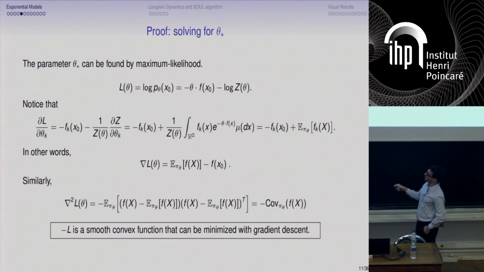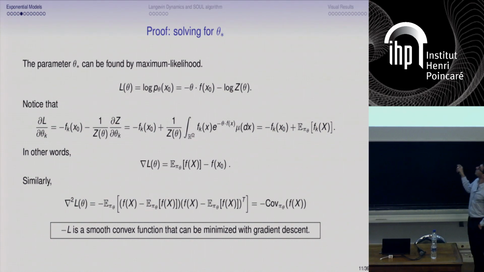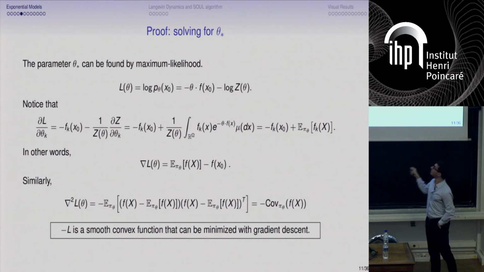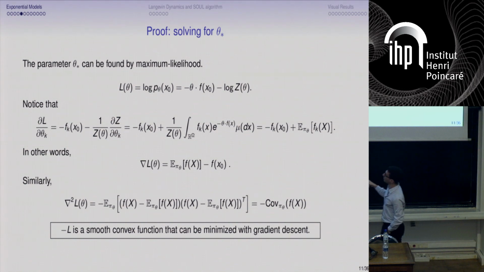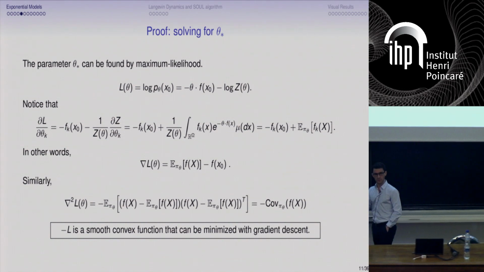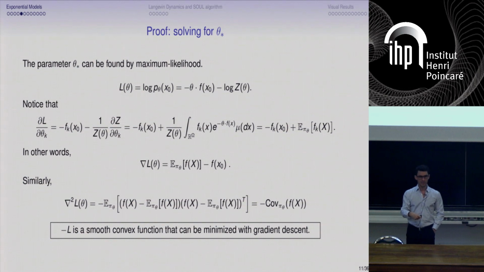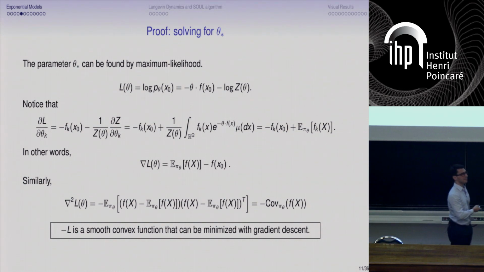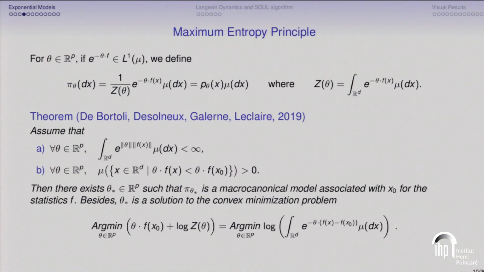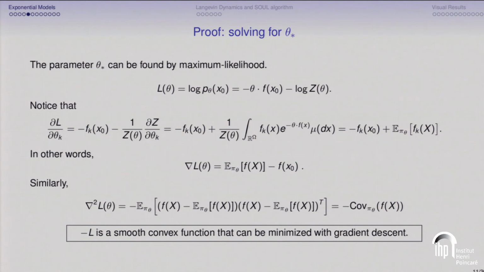As you can see, the Hessian matrix is linked to the covariance of the feature in the model pi theta. And this is a non-negative matrix. So that means that minus log likelihood is actually a smooth convex function, and you can search for a minimum. I'm not going into the last technical detail, but the second hypothesis that we've written here allows us to show that this function is coercive. So it's a smooth convex function with coercivity, so it has a minimum at some point.